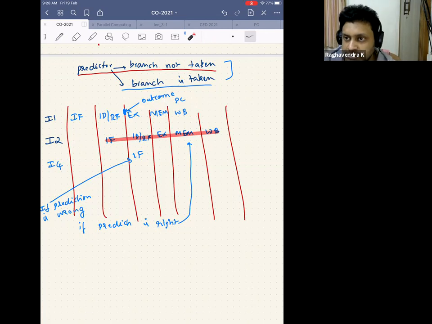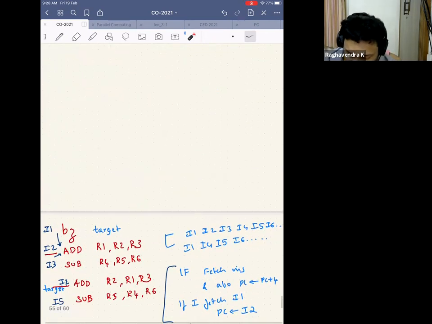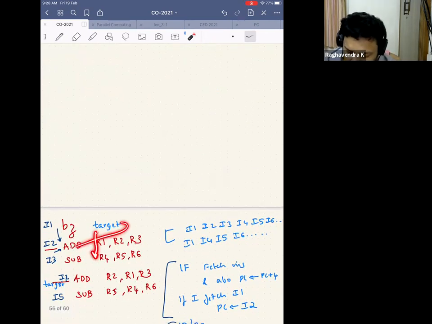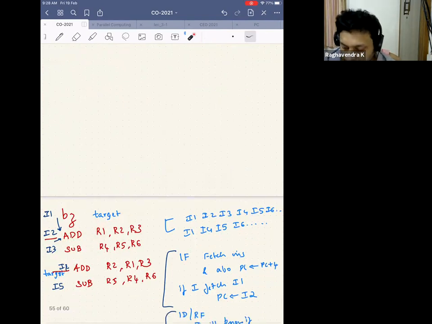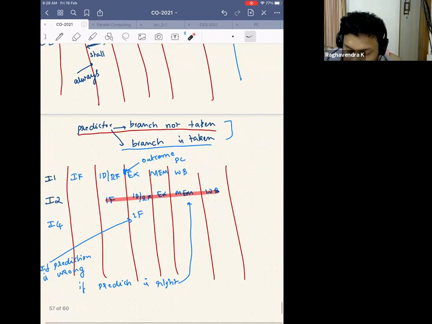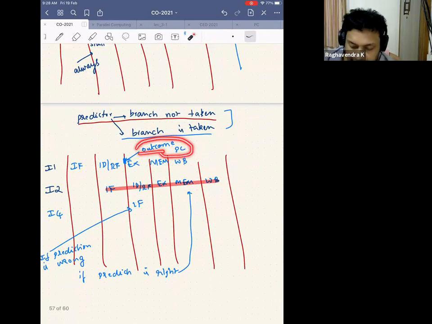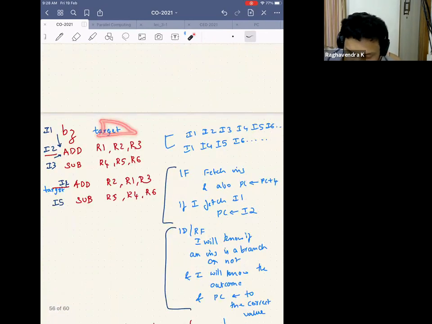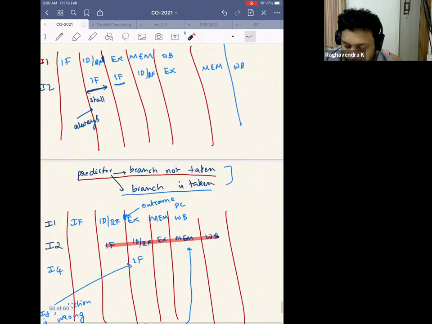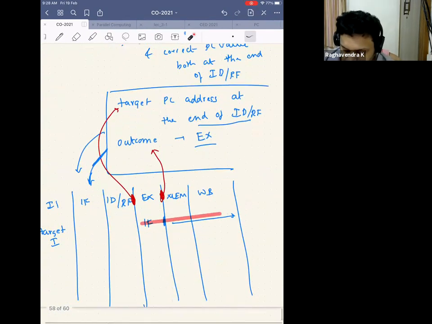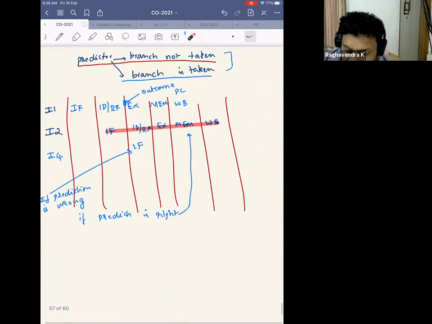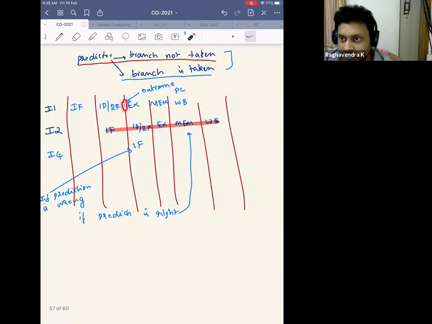So what is a branch instruction? The branch instruction will tell me whether I should not take the branch and continue with the next instruction, or go to the target address. So whether the branch is taken or not taken. So I know the outcome of the branch and also the target PC address. Here in this case, the target PC address is I4. I will know the target PC address and the outcome of the branch both at the end of the instruction decode register fetch stage.